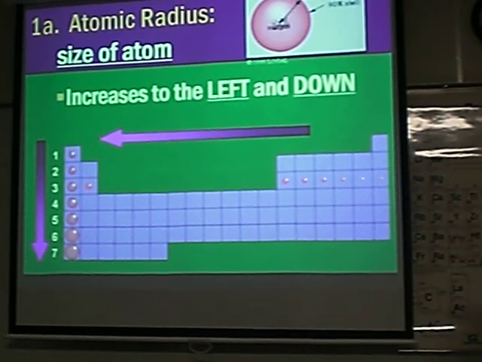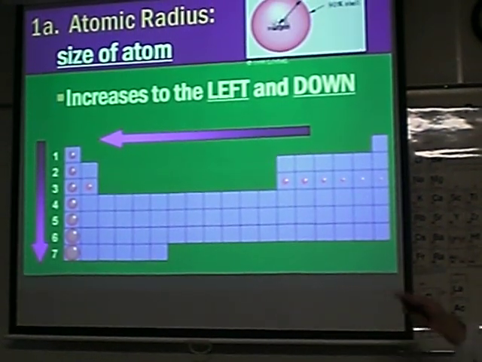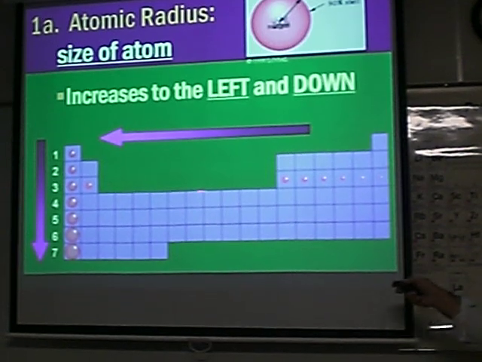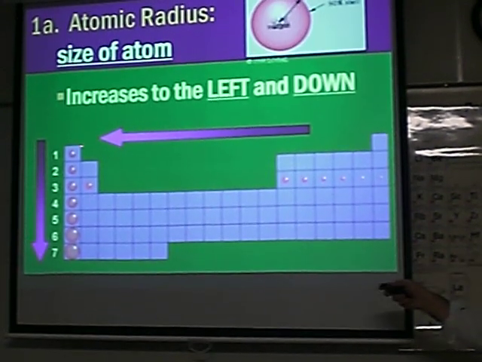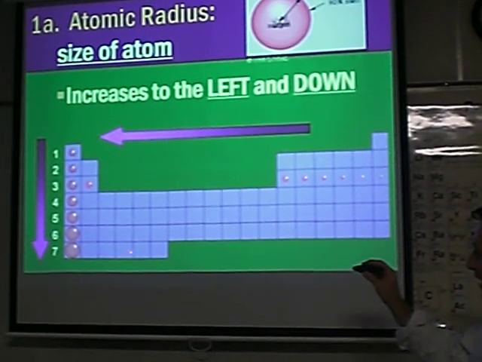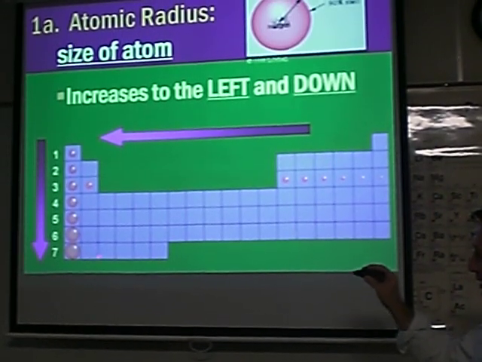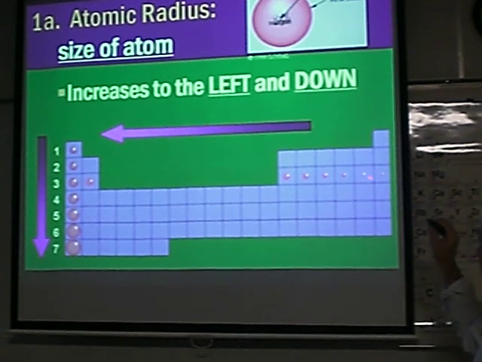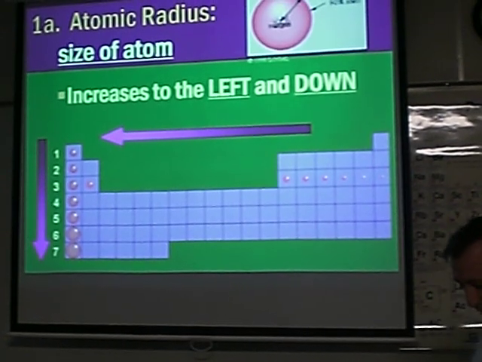That's not exactly intuitive. Remember, atomic number gets bigger as you move from left to right, but atomic radius size gets smaller as you move from left to right. That's going to mean that the biggest atoms are going to be in the lower left-hand corner of the periodic table, and the very smallest ones are going to be right here in the upper right-hand corner of the periodic table.